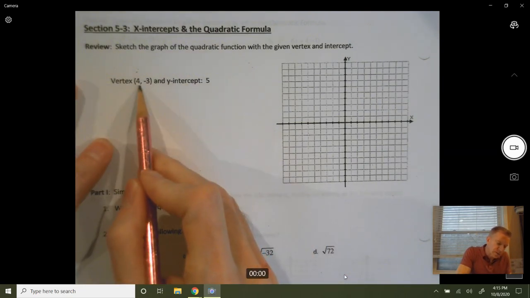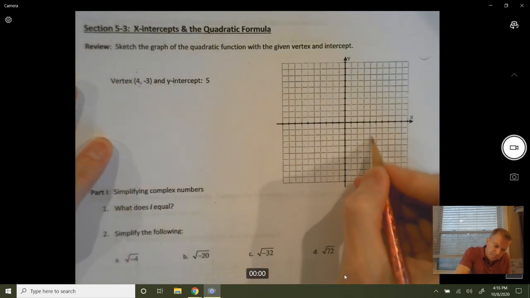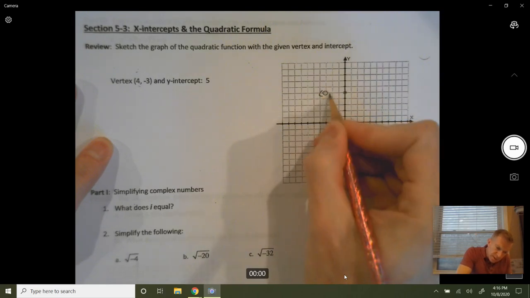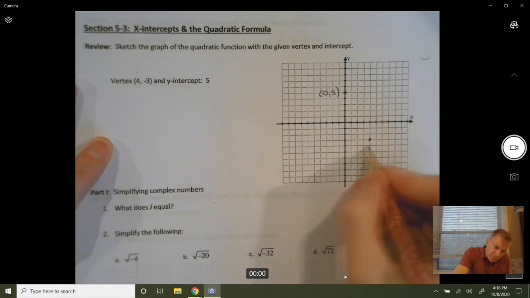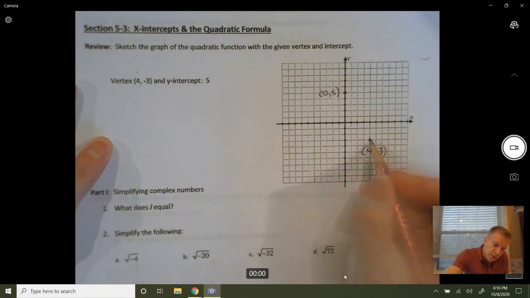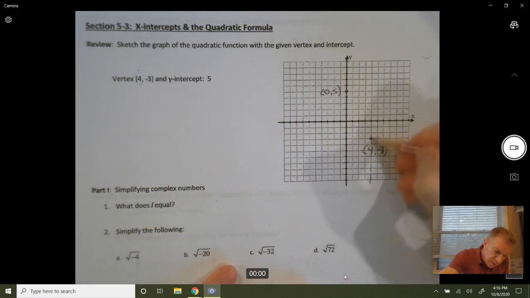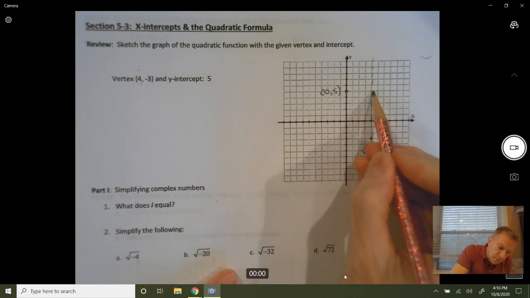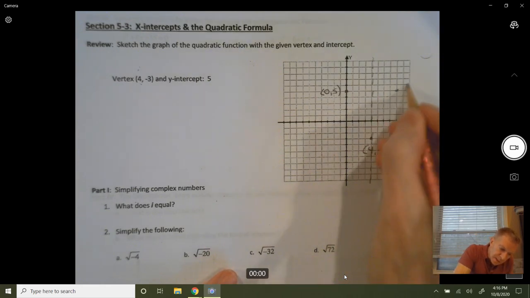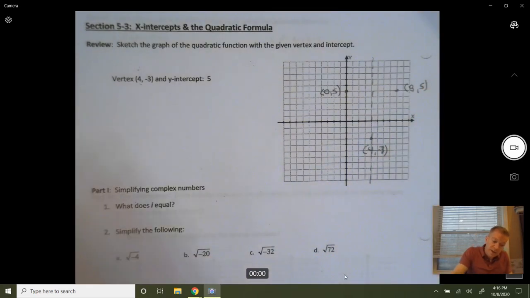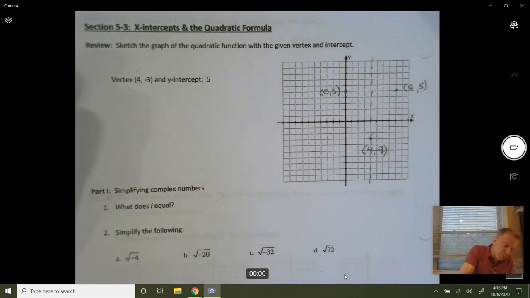So the vertex is at (4, -3), and the y-intercept is 5. That tells me a little bit of information. I've got (0, 5) and (4, -3). I know that's the vertex, so I know it opens up. I know that my axis of symmetry is right here, so this point has a mirror image, a symmetric point right over here, at (8, 5). From that I can draw it. I might want to put in a couple more points.